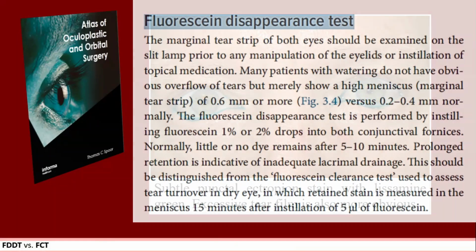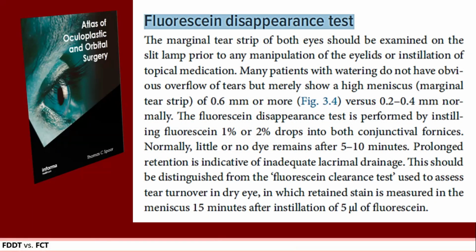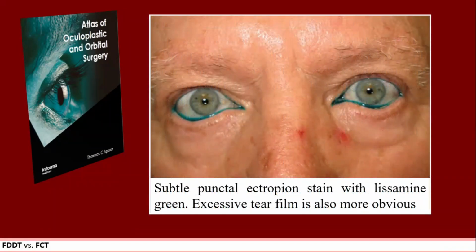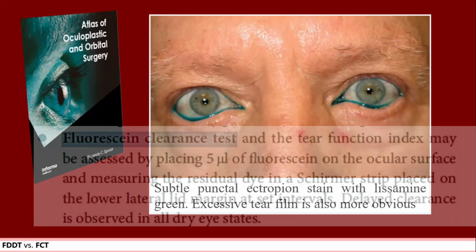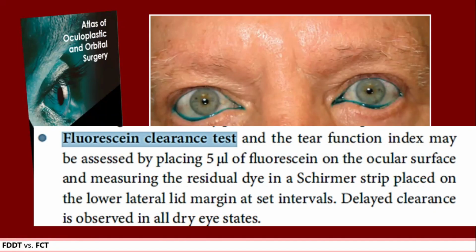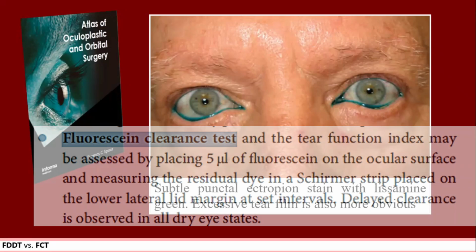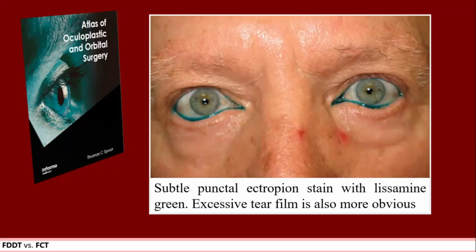So the fluorescent dye disappearance test is done to differentiate between hyperlacrimation and drainage failure, while the fluorescent clearance test is done in dry eye, where after instillation of 5 microliters of fluorescein, we check how much time within 15 minutes the fluorescein is getting cleared or not. Somehow they are confusing because in both we apply a stain.